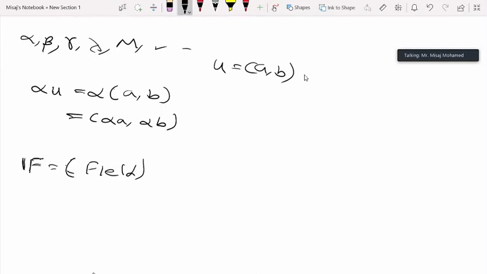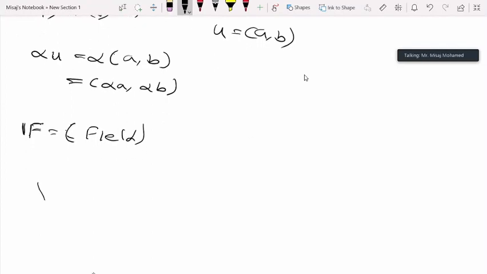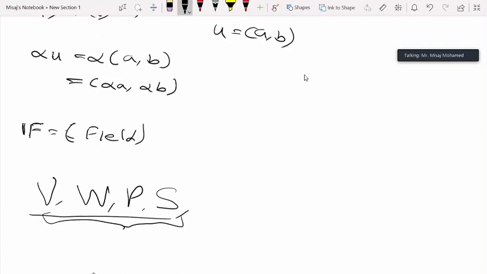Now we will come to this. You have an idea about a vector and a scalar. Now we denote sets normally with capital V, capital W, capital P, capital letters. If we denote by capital letters, we call them sets of vectors. These are sets of vectors.